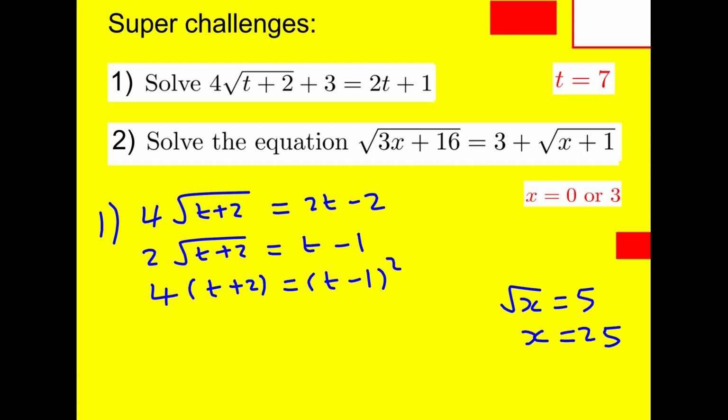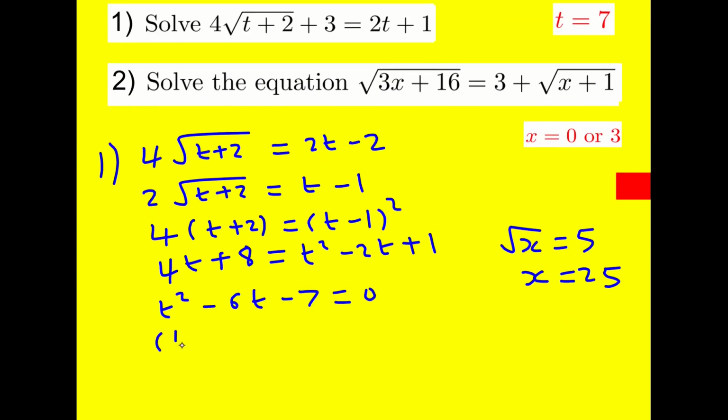And that's where I get the quadratic coming on. This is now much nicer. So expand the bracket, 4t plus 8 is going to be t squared minus 2t plus 1. So t squared minus 6t minus 7 equals 0.